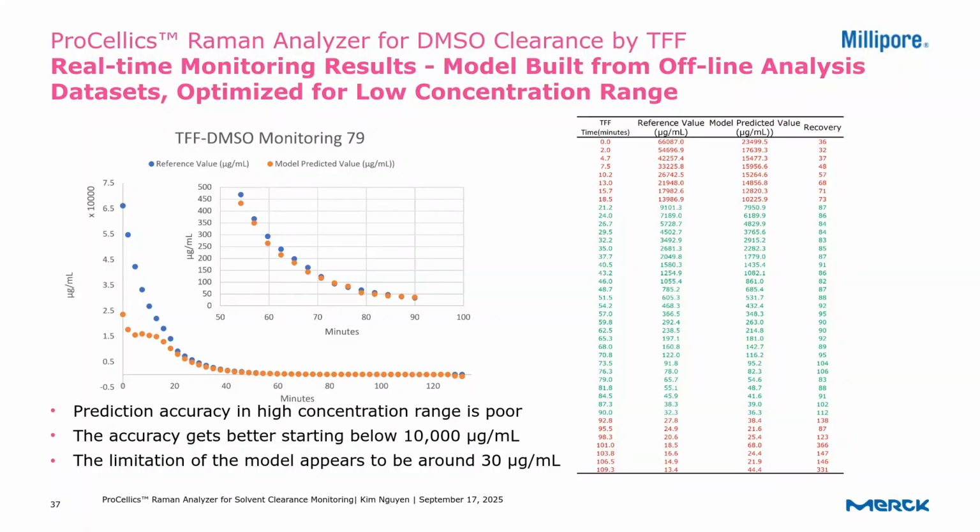So the prediction accuracy for high concentrations is poor, but the accuracy is getting better, starting below 10,000 microgram per mil, and this is good until 30 microgram per mil. This optimized low concentration model was able to give good prediction accuracy below the practical limit of DMSO.